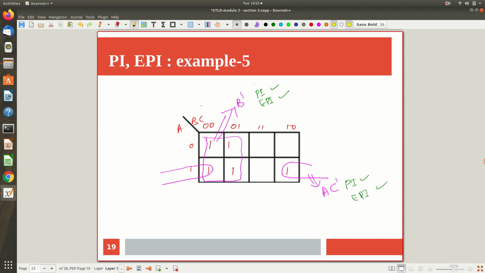This is special because of this one, and this one, because these 3 ones are covered only by that grouping. But I can't take it because it is covered by 2 different groupings. Now this one is essential because of this one, right? Hope it is clear. So now the conclusions are that there are 2 prime implicants, and there are 2 essential prime implicants. Both are essential.